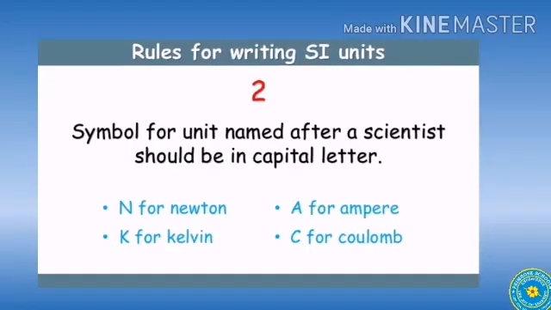Rule number 2. Symbol for unit named after a scientist should be in capital letter. So newton is the unit named after a scientist. Got it? So when you write the full name of a unit newton, it will start with small letter. But when you write the symbol of the unit, the symbol should be capital N because it is a name of a person. For example, ampere. Symbol of ampere is capital A. Kelvin is also a name of a person. So symbol for unit kelvin is capital K. Same for coulomb. Got it?